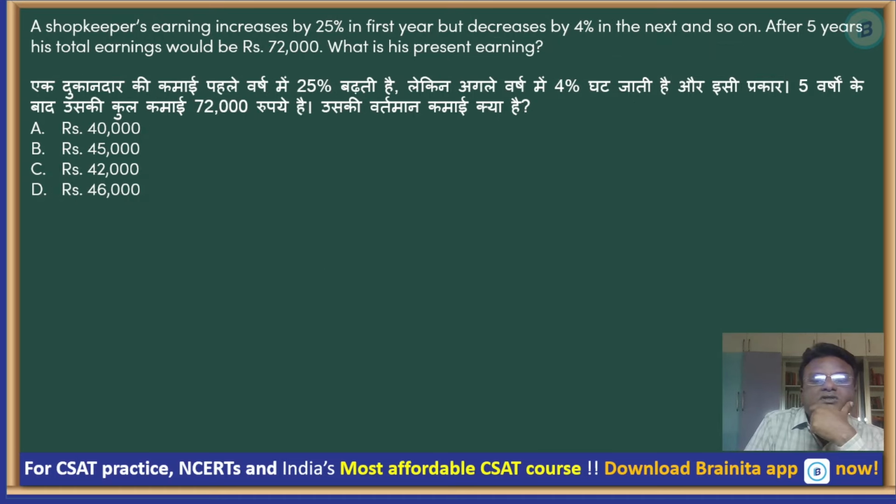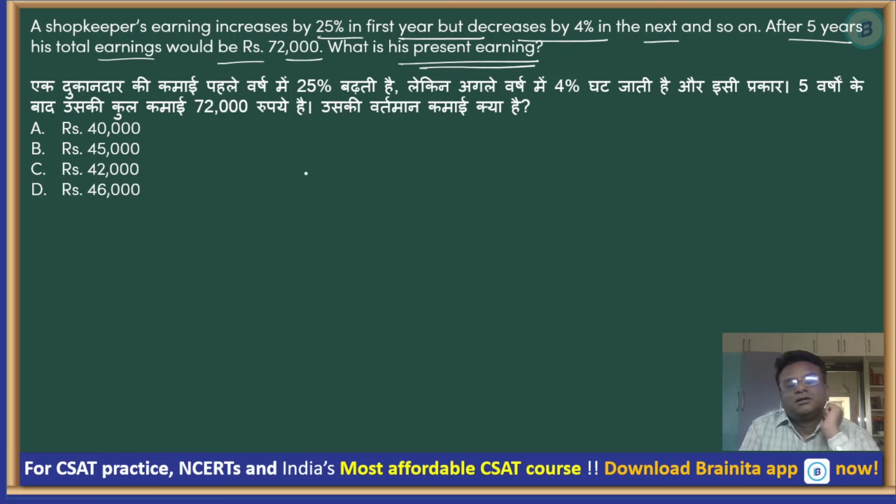The shopkeeper's earning increases by 25% in the first year but decreases by 4% in the next year and so on. So 25% increase, 4% decrease. That's how it is going on for 5 years. So after 5 years, his total earnings would be 72,000. What is his present earning? So let us say the present earning is X. Now next year it would become 1.25 X because this is the first year. Increase of 25%, as I explained, you have to multiply by 1.25.